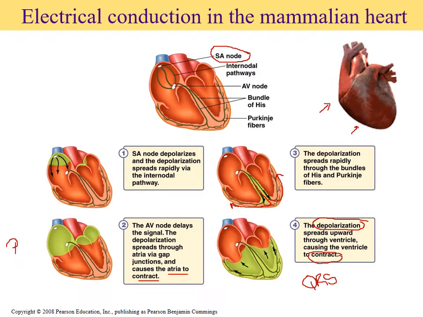And last but not least, we'll get our T wave, and that is when the ventricle is repolarizing, relaxing. Then we have a short little quiescent period where everything is relaxed, and then we start it all over again.